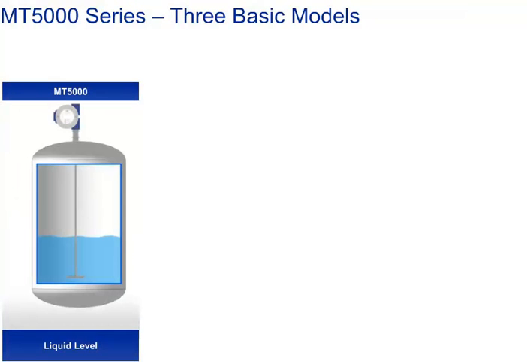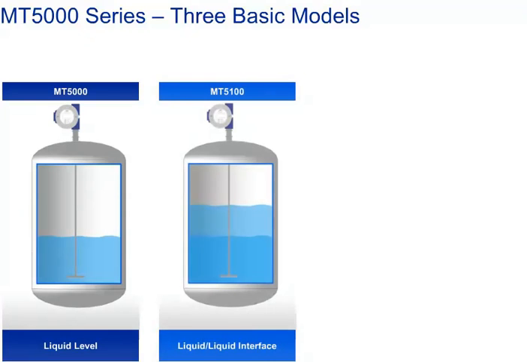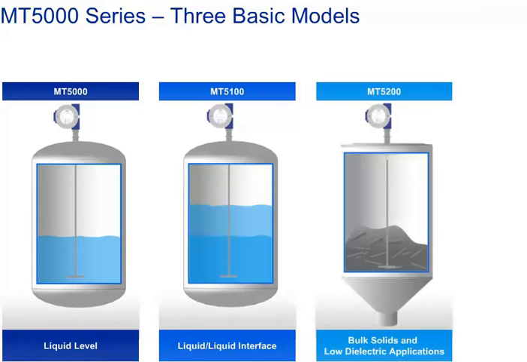There are 3 basic models of the MT5000 series of guided wave radar. The MT5000 is for use in single liquid level applications. The MT5100 is used specifically for measuring interface level as well as total level in liquid applications. Lastly, there is the MT5200, which is used in solids applications as well as very low dielectric applications. These 3 configurations cover the full spectrum of guided wave level applications.